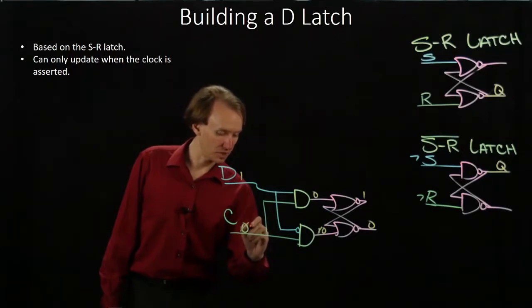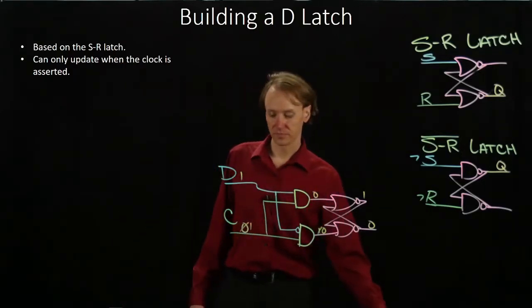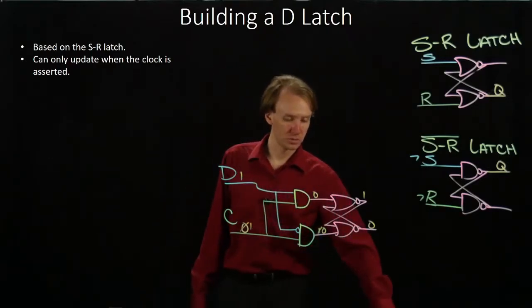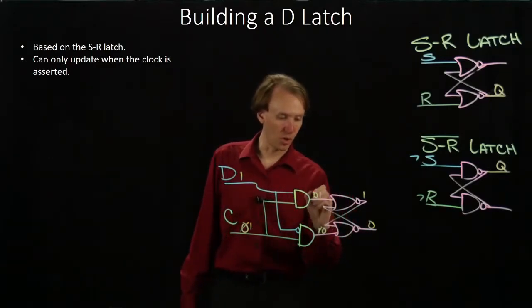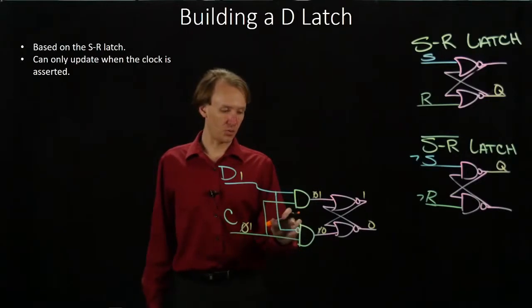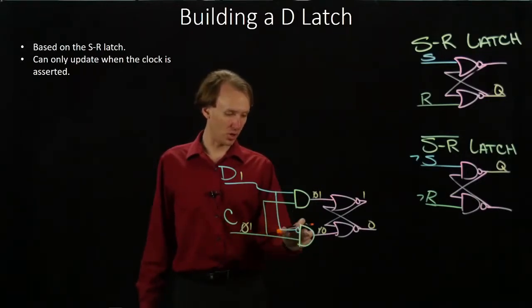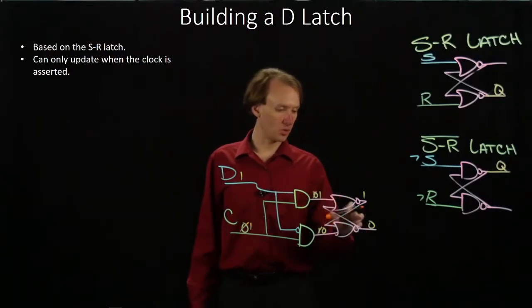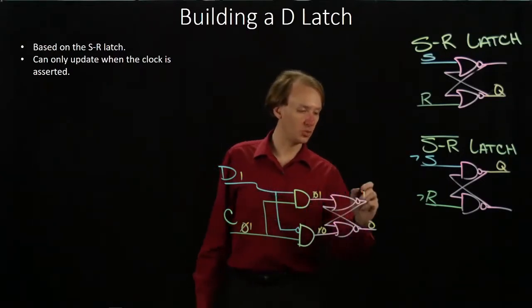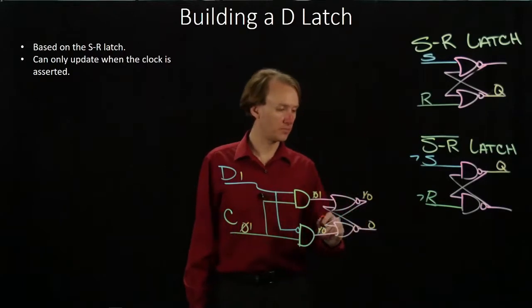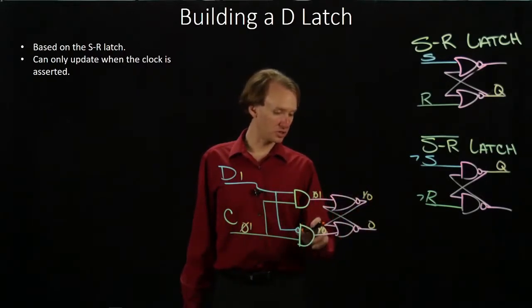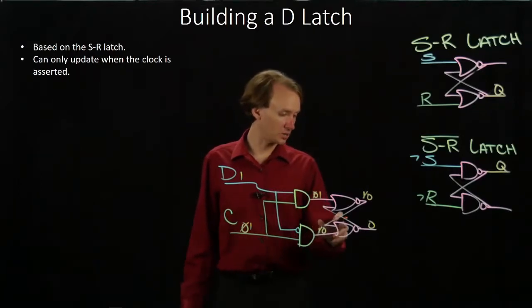Now, if I change my control signal to be 1, now I've got 1 and 1, which is 1. Then I've got not 1, which is 0. 0 and 1 is still 0. On this side, I've got 1 OR 0 gives me 1. NOT 1 will be 0. Then I'd have 1 OR 0 would give me 1. NOT 1 would be 0.